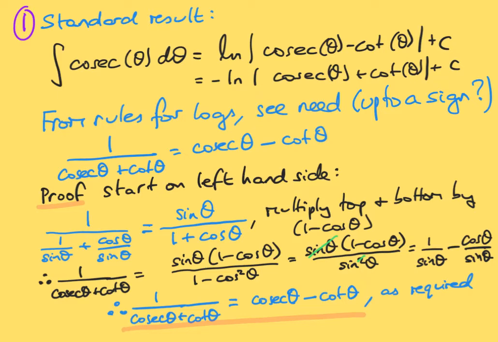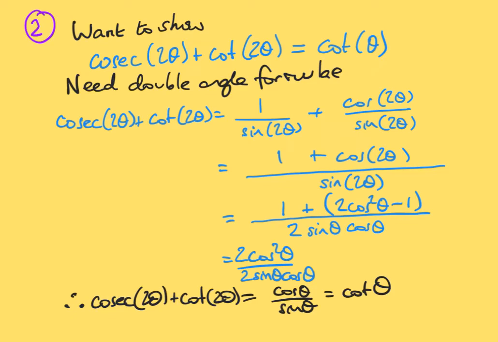So with that, let's look at the second exercise. In our second exercise, we want to show that the sum of the cosecant of 2 theta and the cotangent of 2 theta reduces to the cotangent of theta. And we're going to clearly need to use the double angle formulae. So the cosecant of 2 theta is 1 over the sine of 2 theta. The cotangent of 2 theta is 1 over tangent of 2 theta. So it's cosine of 2 theta divided by sine of 2 theta.